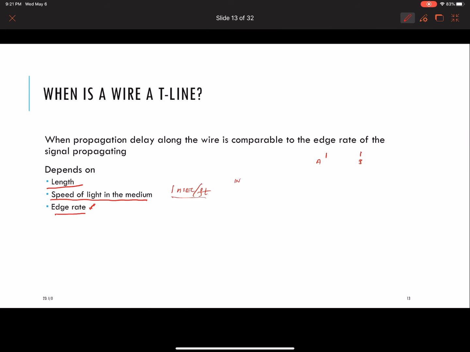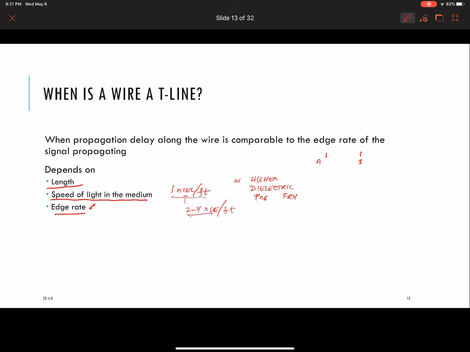In higher dielectric constant mediums like a printed circuit board, a PCB, which is made of some dielectric, FR4 is typical, that tends to slow down the speed of light to maybe 2 to 4 nanoseconds per foot. I forget the exact number.